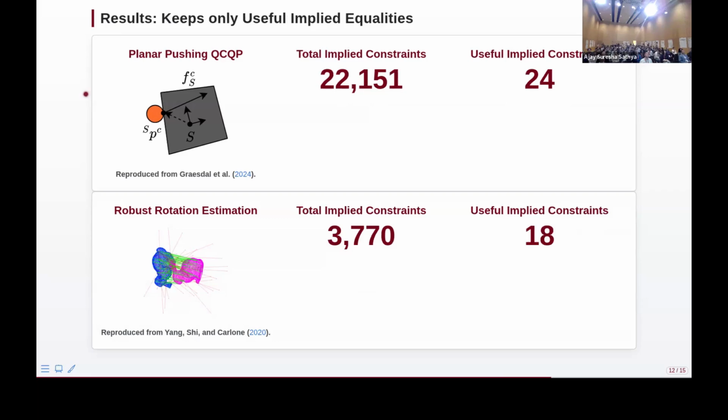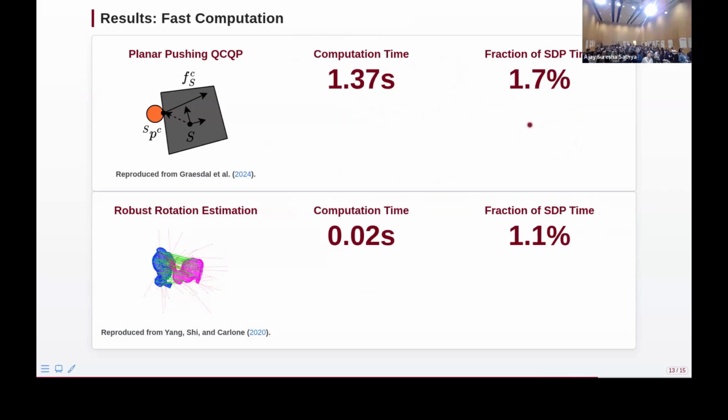Perhaps more importantly is, why is it important to only keep the useful implied equalities? If you added everything you could possibly add, you'd be adding over 22,000 constraints when only 24 of those are actually useful. So if you add everything, your SDP solver is going to slow to a crawl. But if you add only the useful ones, you increase the solve time by almost nothing. Finally, because every step of this is based off of simple linear algebra, it takes a fraction of the time to actually generate all of these useful implied equalities compared to actually solving the SDP. So it's worthwhile to do this before you ever solve an SDP in the first place.